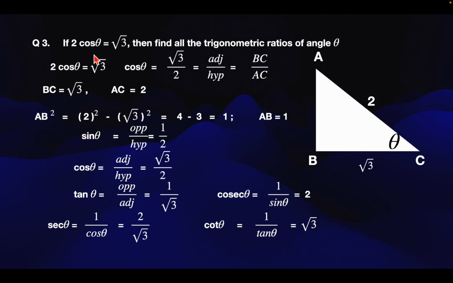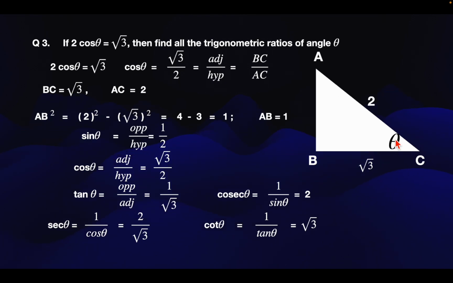Question 3. If 2 cos theta is equal to root 3, then find all the trigonometric ratios of angle theta. So here they have given 2 cos theta is equal to root 3. So what is cos theta? Root 3 upon 2. We know cos theta is adjacent upon hypotenuse. So this value will be the adjacent side of theta and this will be the hypotenuse. If you draw a diagram like this and take this angle as theta, then this side BC will be root 3 and this will be 2.